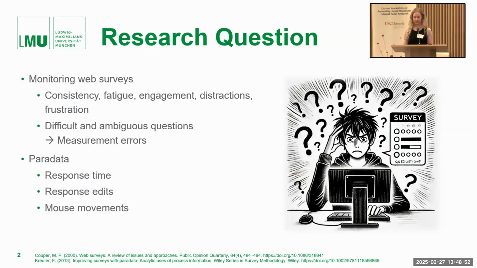So first of all, a challenge we all know in web surveys: it's difficult to monitor what's going on. It's difficult to get consistency between all of our respondents, to figure out if respondents are experiencing fatigue, how the engagement is, distractions, all of this. And it's just really difficult to figure out if the questions that are being asked are difficult for the respondents to answer. If they're ambiguous, are they answering the way that we intend them to understand? And this way we sometimes end up with measurement errors.